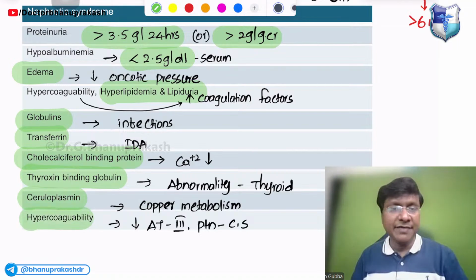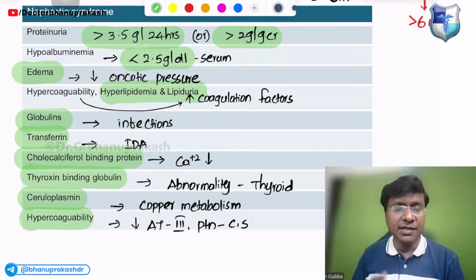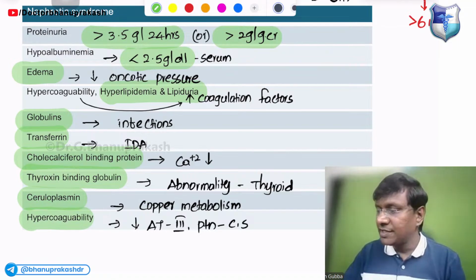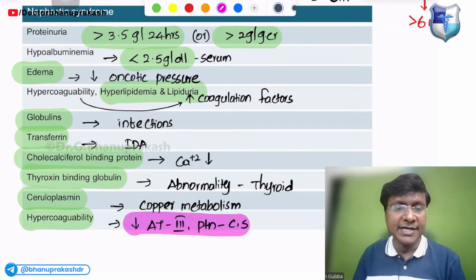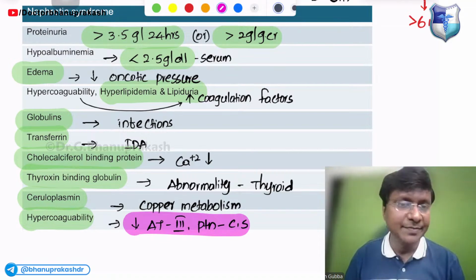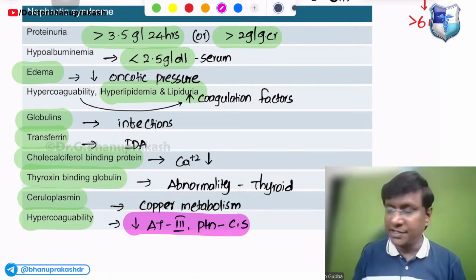And these patients will have hypercoagulability. What could be the reasons? Due to decrease in the natural anticoagulants. What are the natural anticoagulants? That is antithrombin 3, protein C, and as well as protein S, which are being lost. And that will result in the development of the hypercoagulability. So these are the characteristic features in patients with the nephrotic syndrome.